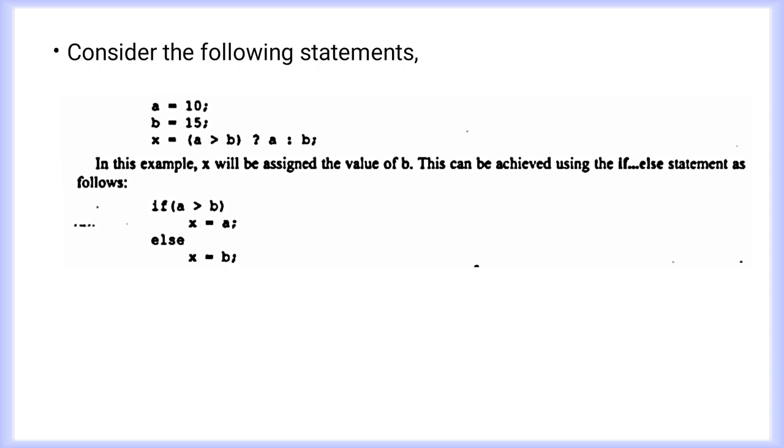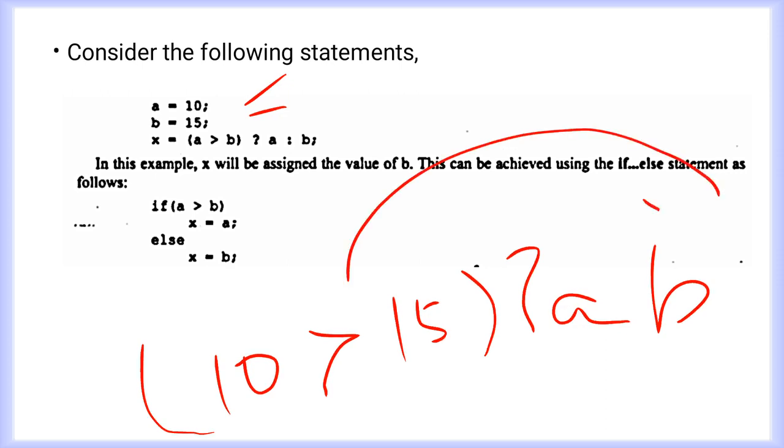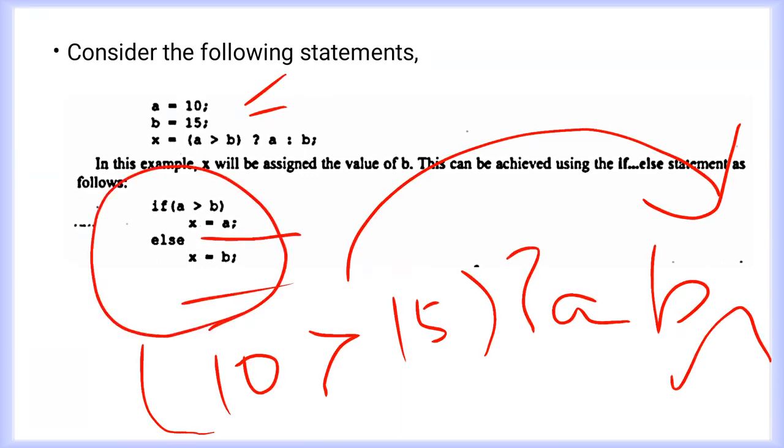So see the example: a is equal to 10, b is 15. If a greater than b, that is 10 greater than 15, then a, else b. It is false, so a will not be executed. Then what will be executed? b will be executed. If a greater than b, x is equal to a, else x is equal to b. These 4 lines of statements we can convert into a single line statement in Java using the conditional operator.